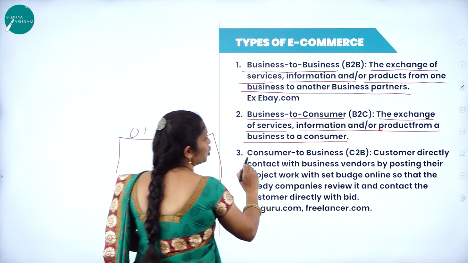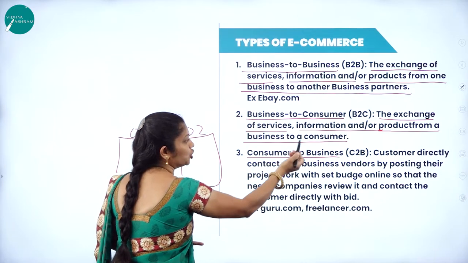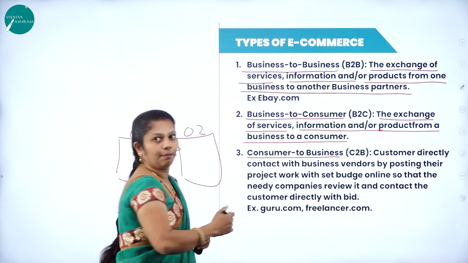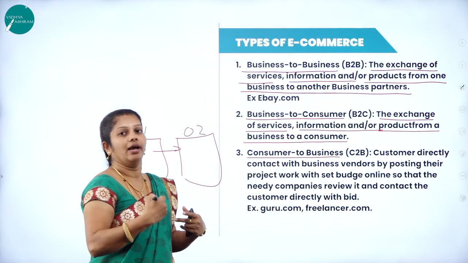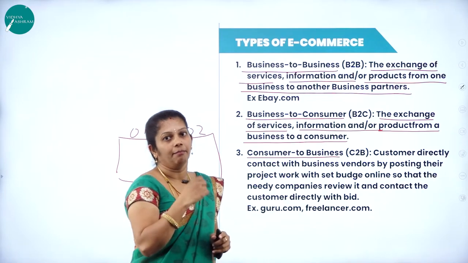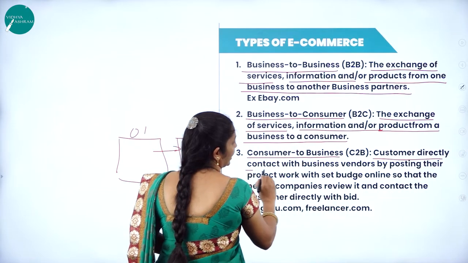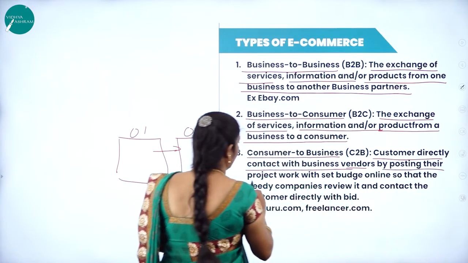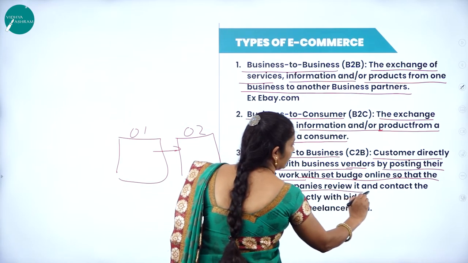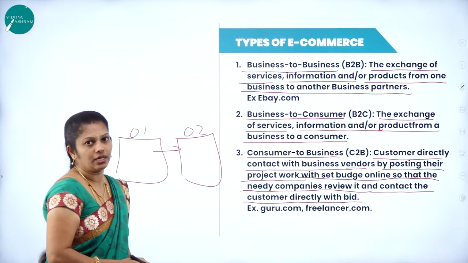And the next one is consumer to business. Here the transaction takes place from consumer to business. Especially here, the customer gives the product to the business organization. For example, consider I am the customer and I submit my project. Whoever bids a higher amount, I will supply my project to them. That is consumer to business. Here, the consumer directly contacts business vendors by posting project work with a set budget online, so that needy companies review it and contact the customer directly with a bid, and they can do the work.